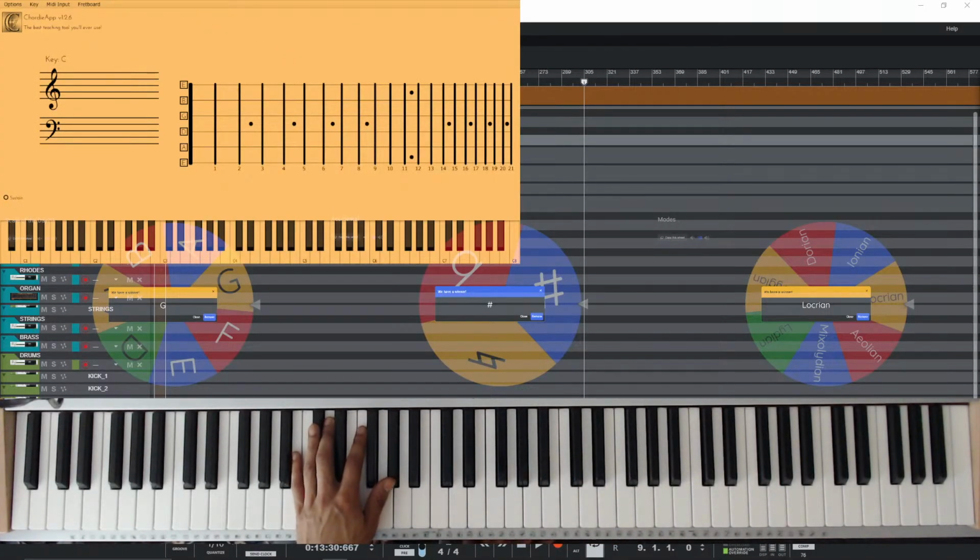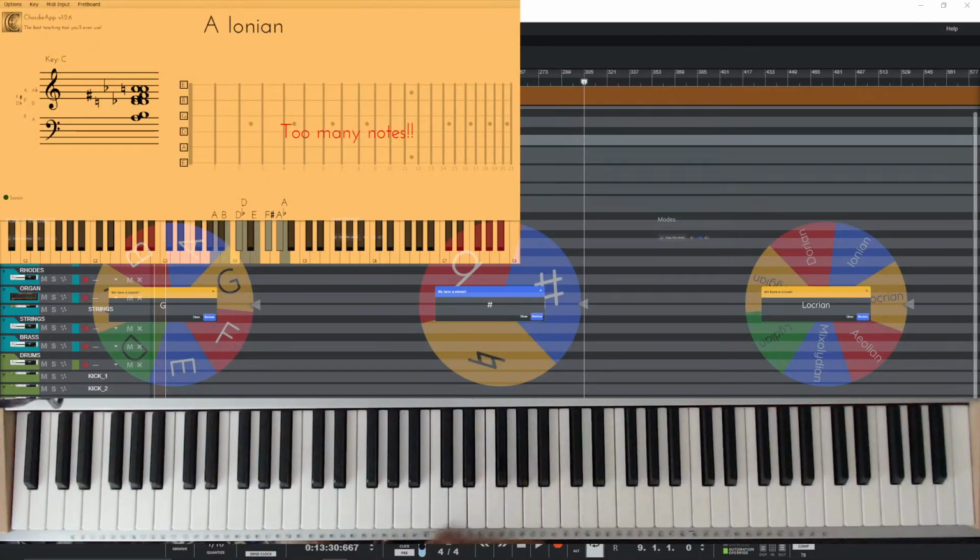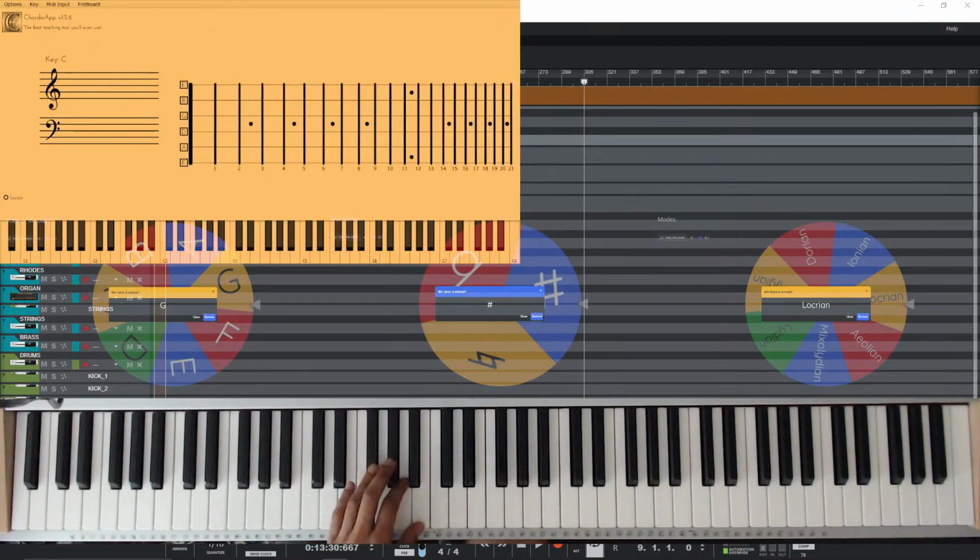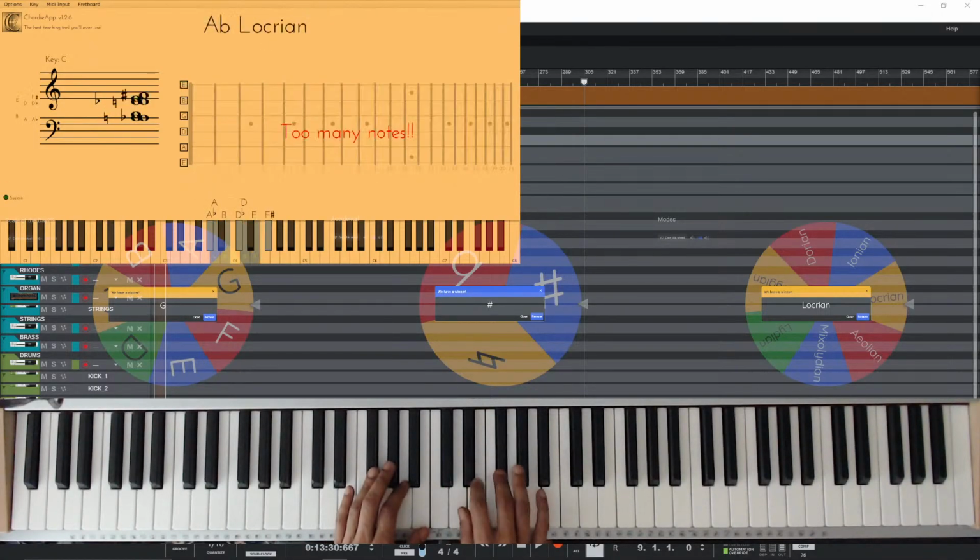Anyway, let's find B Locrian. So we are in the seventh mode of A major. So we're gonna call this A flat Locrian, right? Alrighty. Let's play some Locrian, I suppose.